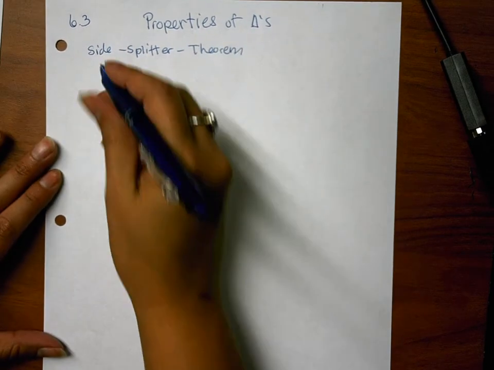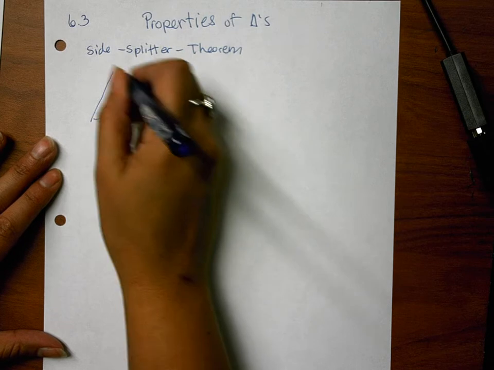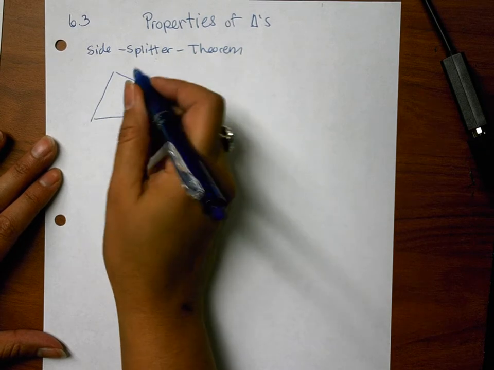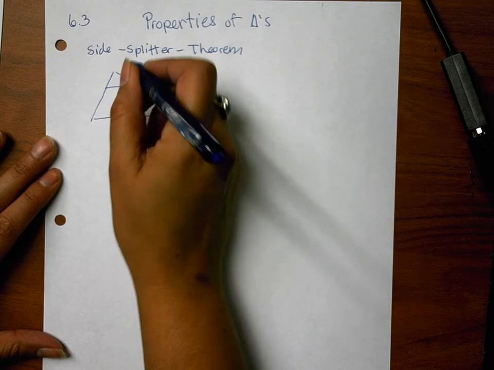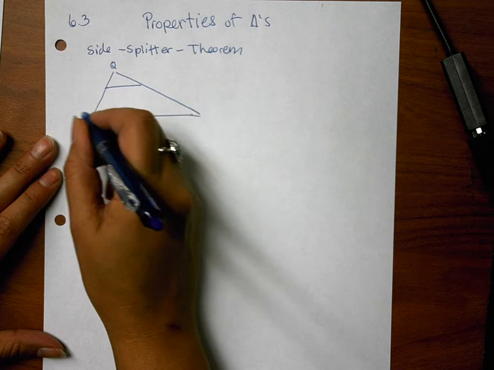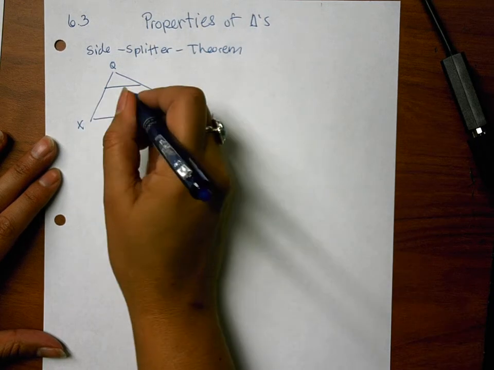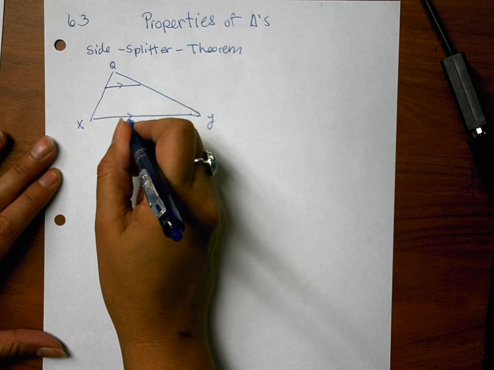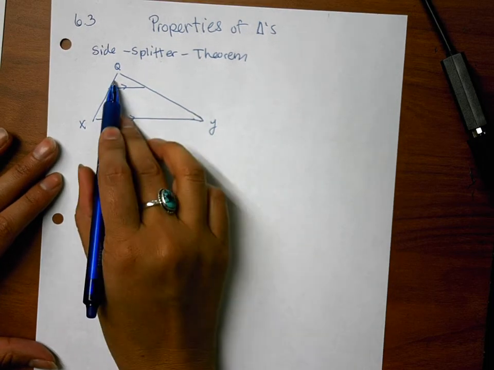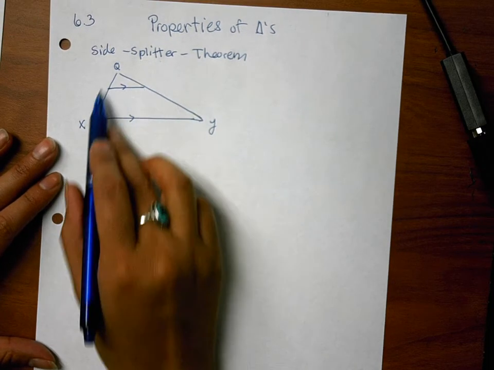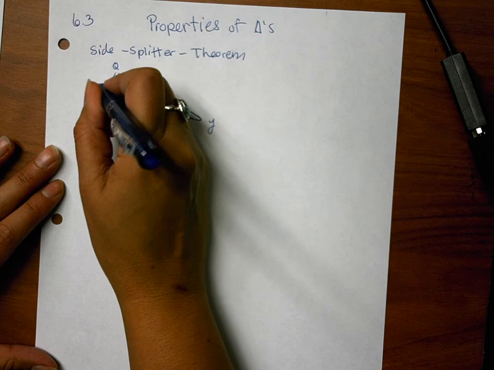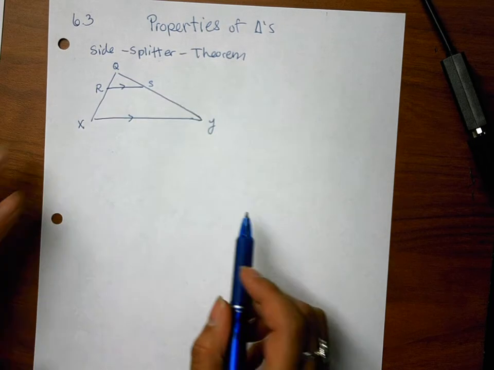Side splitter theorem looks like this. Let's draw our triangle. I'm going to call this triangle QXY, and I'm going to show that these two lines are parallel. This is not a side splitter. Notice these sides are not congruent. There's no markings there. We'll label this R and this S.